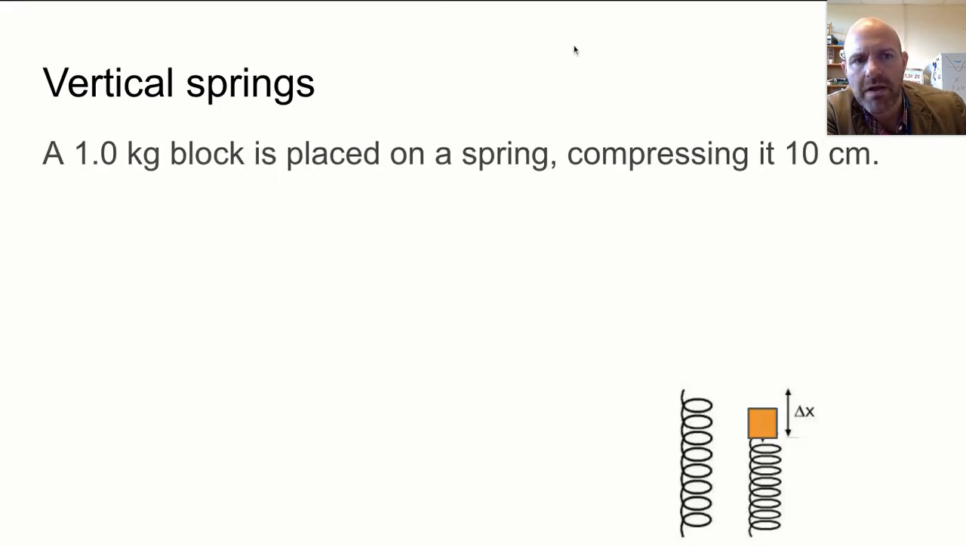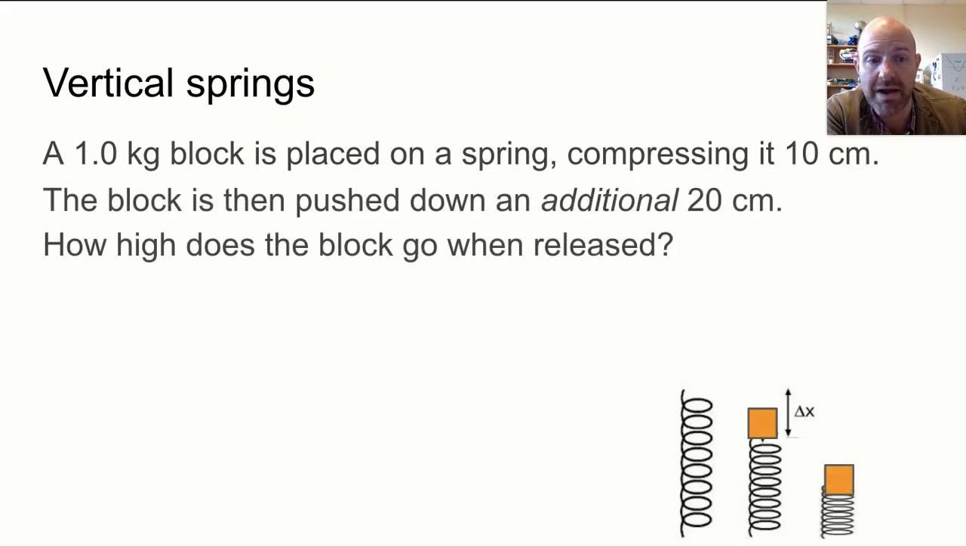But there's a lot that can be done with a spring, so we want to look at that. Imagine a 1 kilogram block is placed on a spring and compresses it 10 centimeters. Because it's on top of it and not just a horizontal compression, it didn't just change the compression of the spring, the delta X. It also changed its height, right? Then it gets pushed down an additional 20 centimeters. Then how high does it go when it's released? There's a lot of things here that we have to think about.